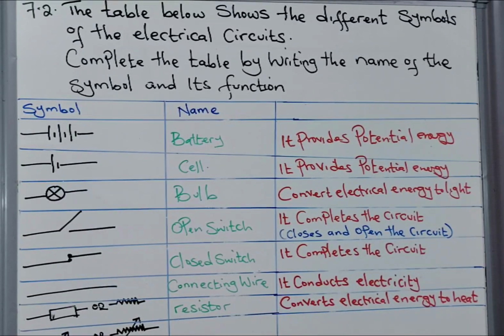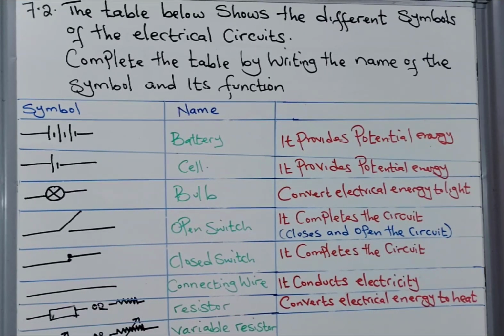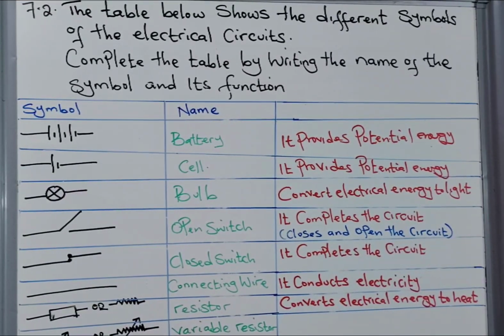Then we come to this one. This is the same as the other one, but with an arrow going through it. What is this? We call this one a variable resistor or rheostat. And what's the function of a rheostat? A rheostat is a resistor whose value can be changed at will.